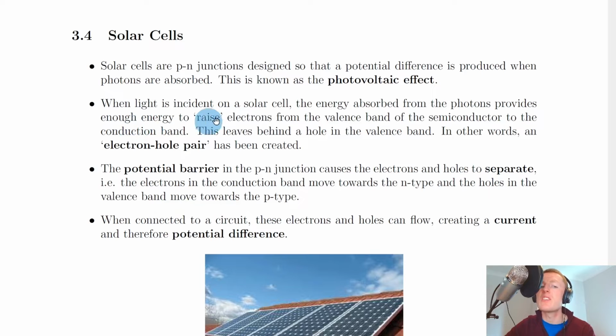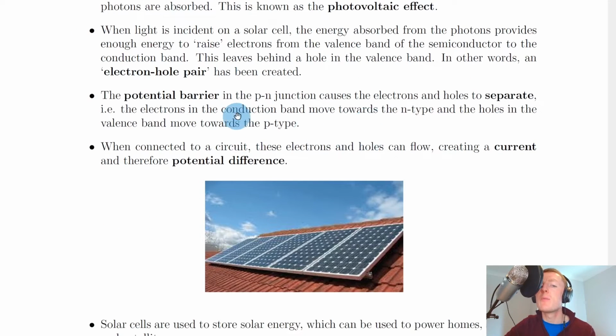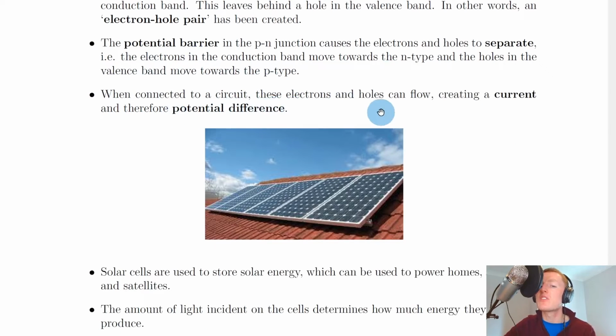When light is incident on a solar cell, the energy absorbed from the photons provides enough energy to raise electrons from the valence band of the semiconductor to the conduction band. This leaves behind a hole in the valence band. In other words, an electron-hole pair has been created. The potential barrier in the PN junction causes the electrons and holes to separate, i.e. the electrons in the conduction band move towards the N-type and the holes in the valence band move towards the P-type. When connected to a circuit, these electrons and holes can then flow, creating a current and therefore potential difference. So we're creating a potential difference from light being incident onto your solar cell.